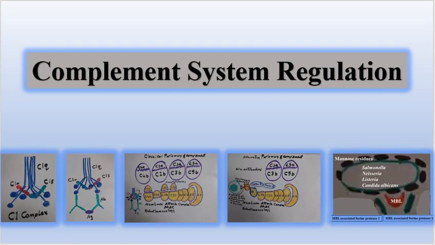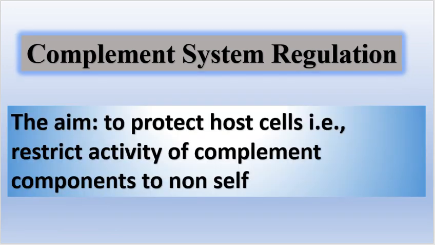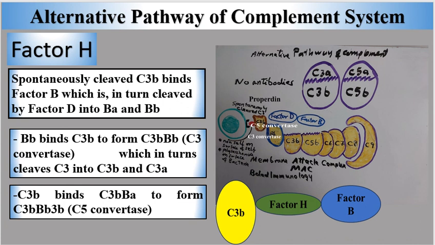I'm going to talk about complement system regulation, and the aim of complement system regulation is to protect host cells. That is to say, to restrict the activity of the complement system to non-self only, like bacteria and viruses and other microorganisms. So there are several factors that regulate the complement system.